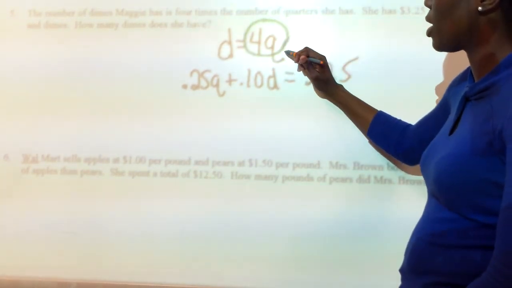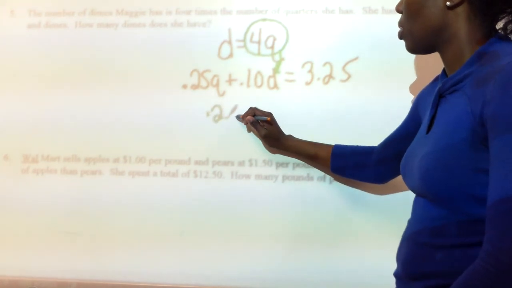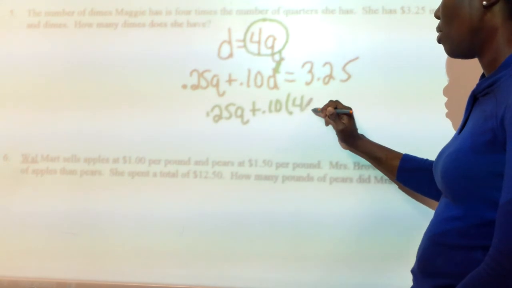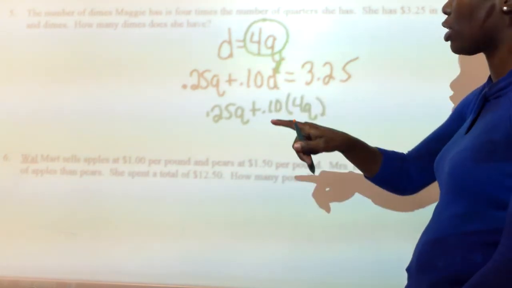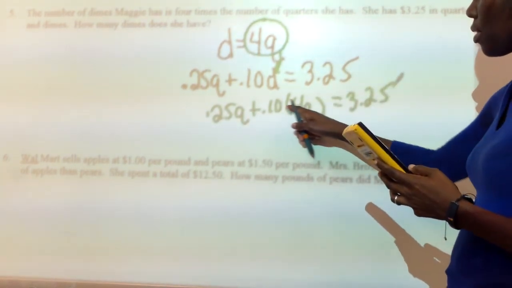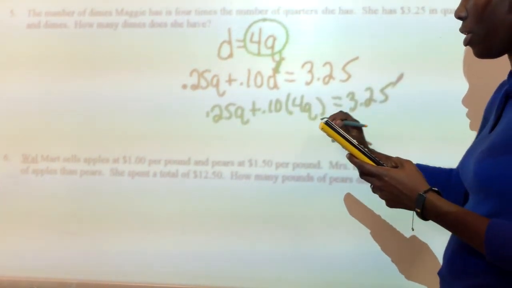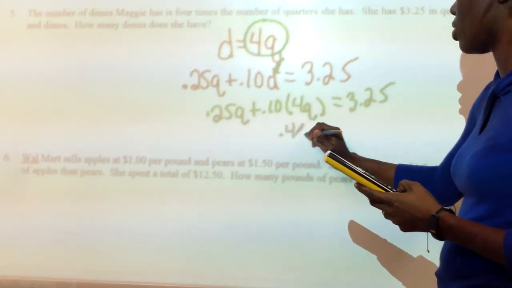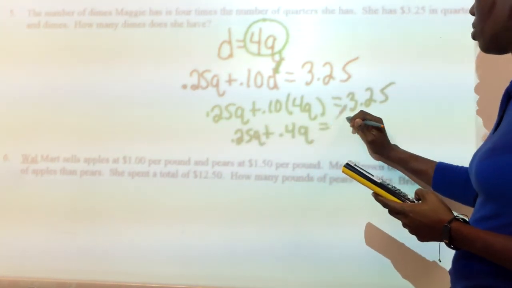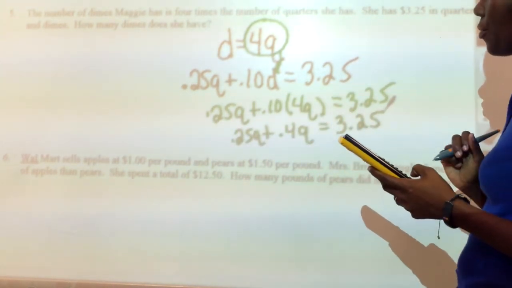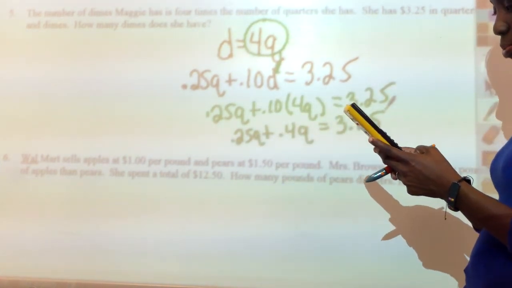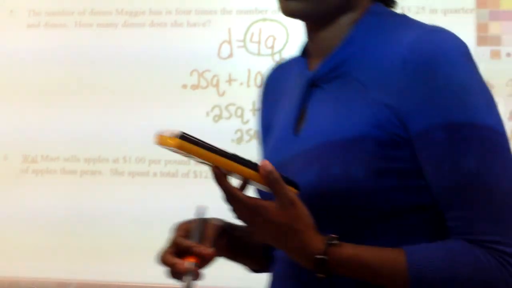Wherever we see a D, we can plug in 4Q. So we rewrite it as 0.25Q plus 0.10 times 4Q, because I'm substituting D out of the problem, plugging in 4Q, equals 3.25. Multiply those 2, 0.1 times 4, and we get 0.4Q plus 0.25Q equals 3.25. Combine like terms, 0.25 plus 0.4, and I'm going to scoot that down.